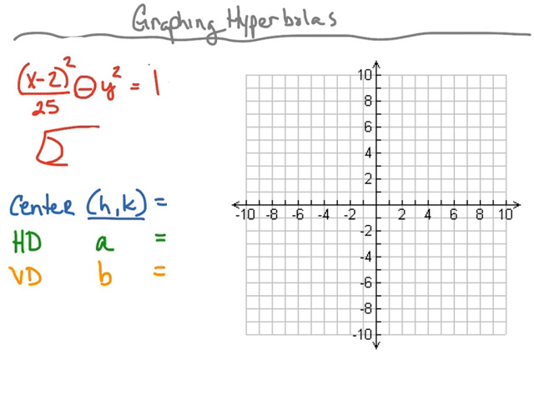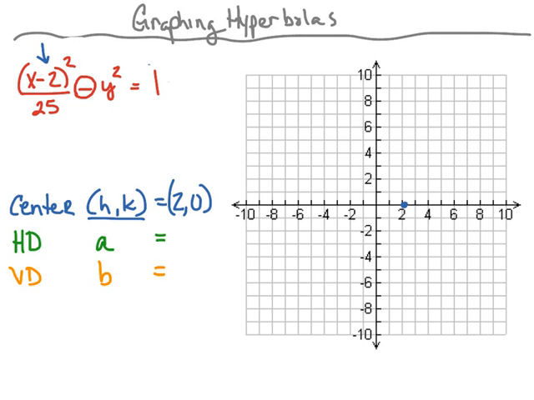In order to get this graph, there's a couple of things I'm going to need to know. First thing I'm going to need to know is where the center is, and the center is located at (h, k). Remember, h is the opposite of this number, which is positive 2. For k, notice there is no k here, so we're going to use the value 0. So the center of this hyperbola is going to be located at (2, 0), which is right here on top of our x-axis. That's the center of our hyperbola.